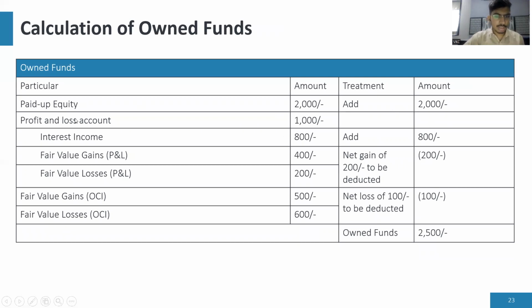Now you have a profit and loss account. It has 1,000 rupees of profit this year. Now this is the bifurcation of these items. So you had an interest income of 800. Basically, it's your income. You simply add it up. Now what happens is that there is a fair valuation gain and a fair valuation loss. Basically, you had a gain of 400 and a loss of 200.